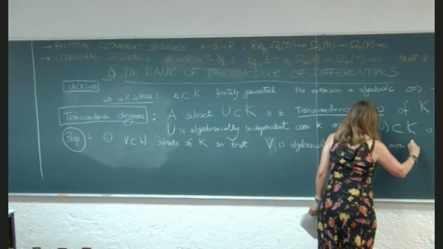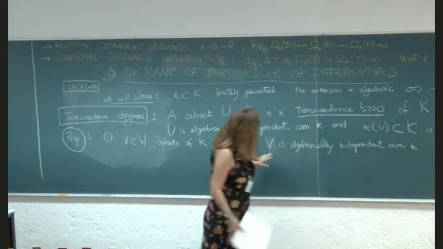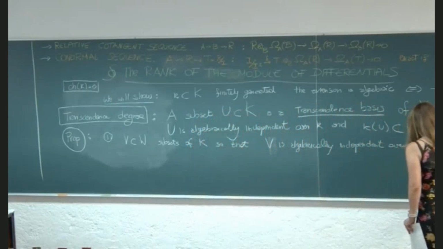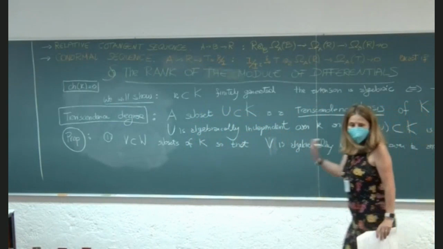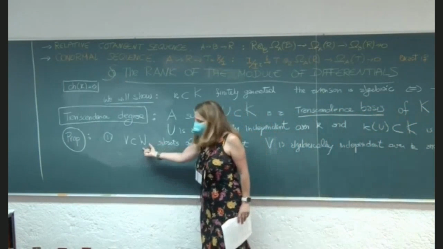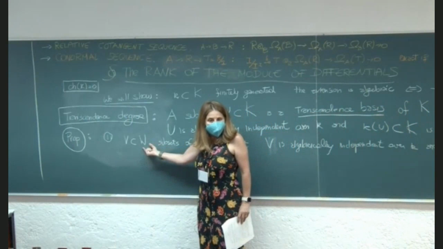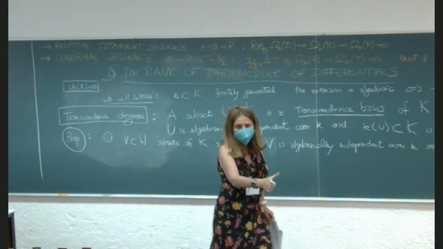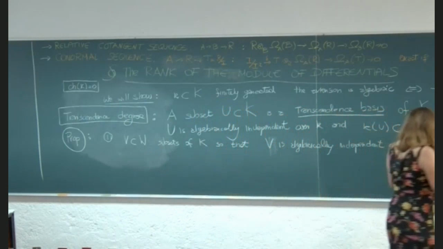Over little k. So this tells me these are the linearly independent elements, okay? And the other one, I want it to be generating. So how do I say generating? I just say that the field generated by W, K(W), the extension from K(W) to big K is algebraic, okay?